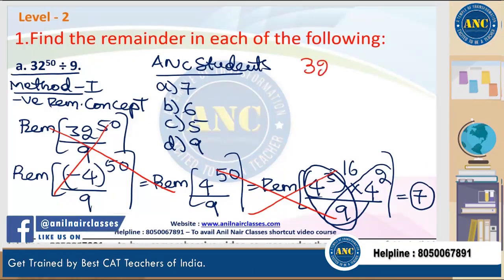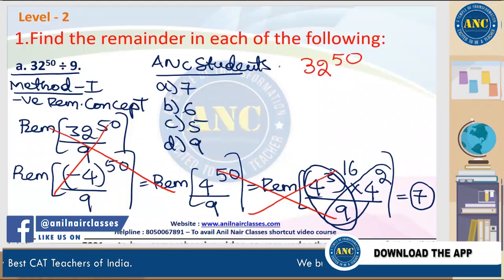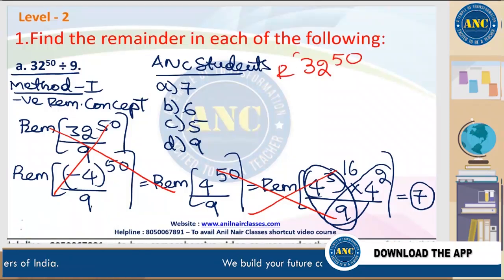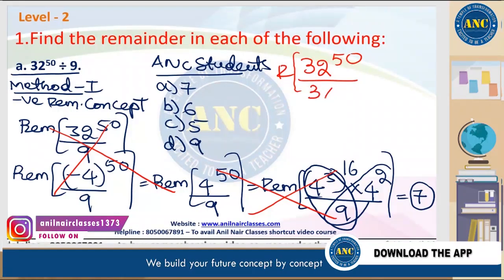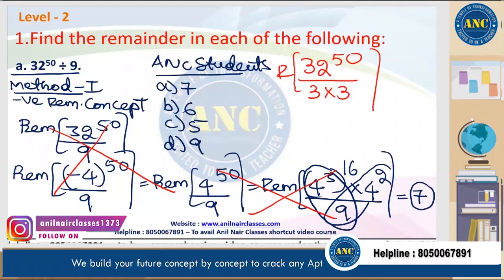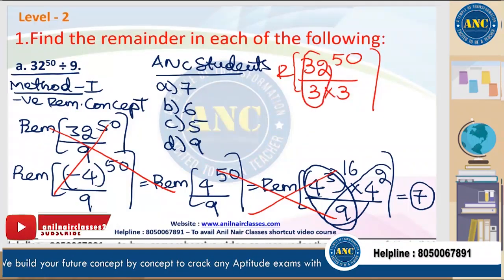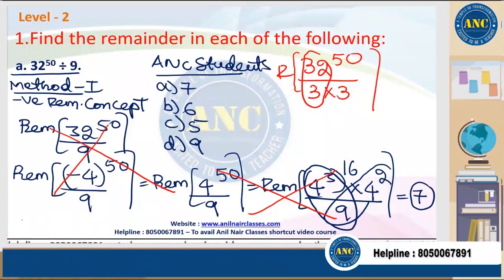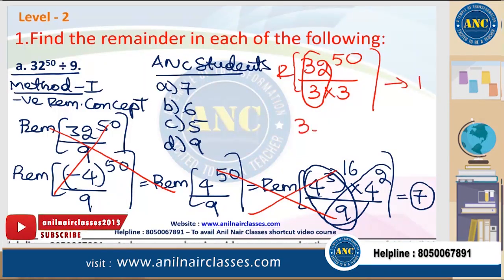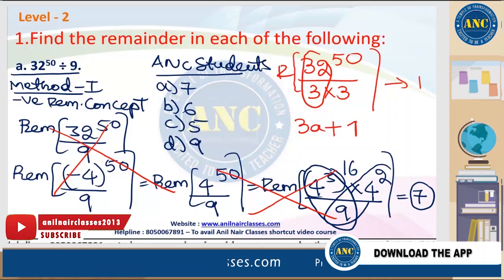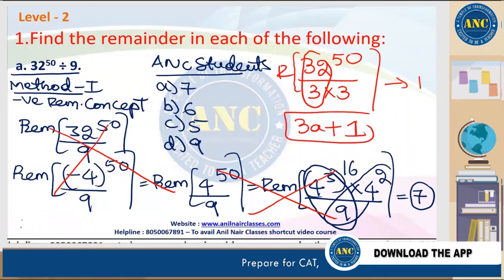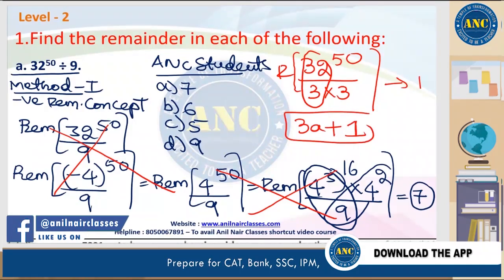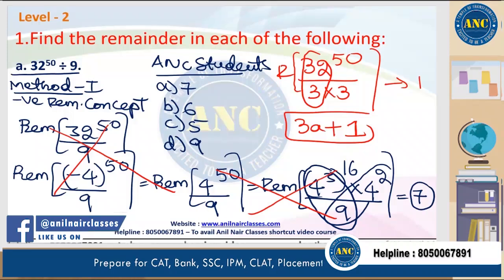If Anil Nair classes enrolled students are solving it, how you should solve it is: 9 is nothing but 3 into 3. 3 11s are 33, 33 is minus 1. Minus 1 power even is plus 1. That means the answer when divided by 3 should give a remainder 1.